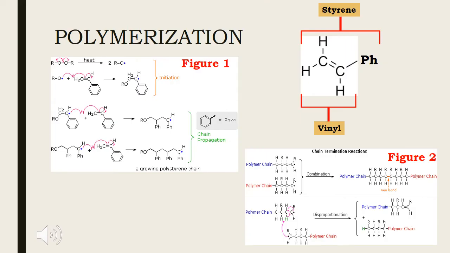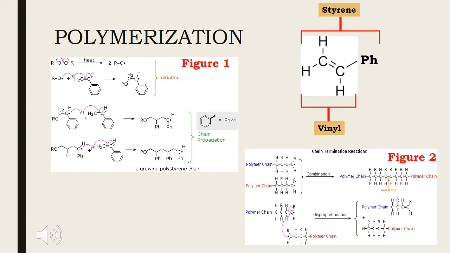Polystyrene is a vinyl polymer. Vinyl is made from ethylene by removing one hydrogen atom and replacing it with any other functionality. In this case, the functionality is phenyl. Structurally, polystyrene is a long hydrocarbon chain with a phenyl group attached to every second carbon atom.